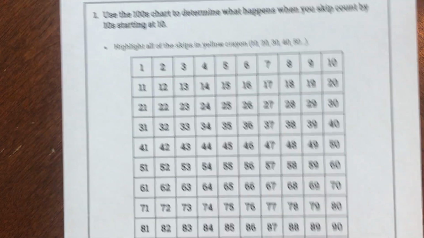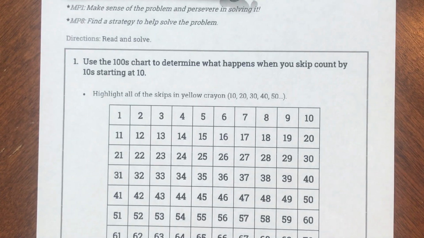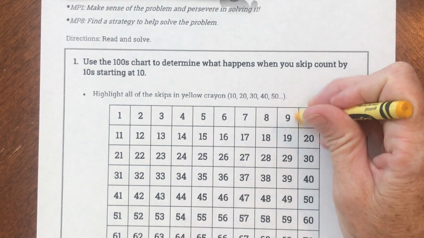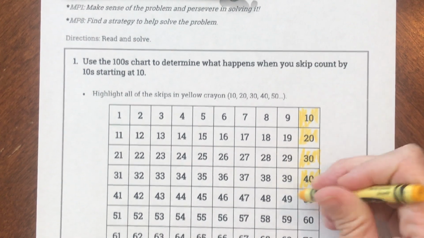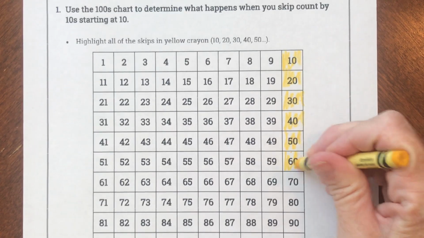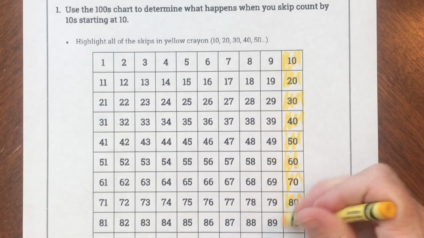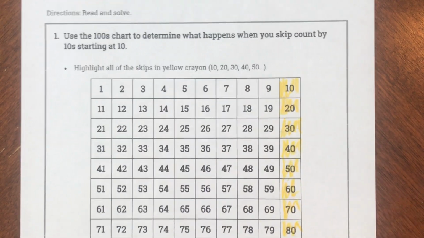So here is my first one. And it says, use the hundreds chart to determine what happens when you skip count by tens, starting at 10. So skip count means I'm just going to count by tens. So I have 10, 20, 30, 40, 50, 60, 70, 80, 90, and 100.